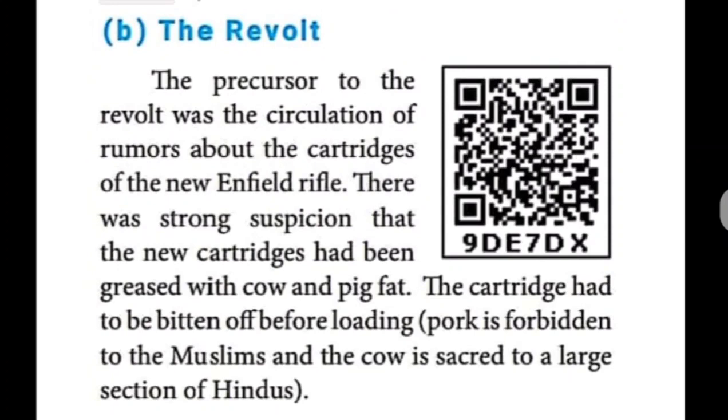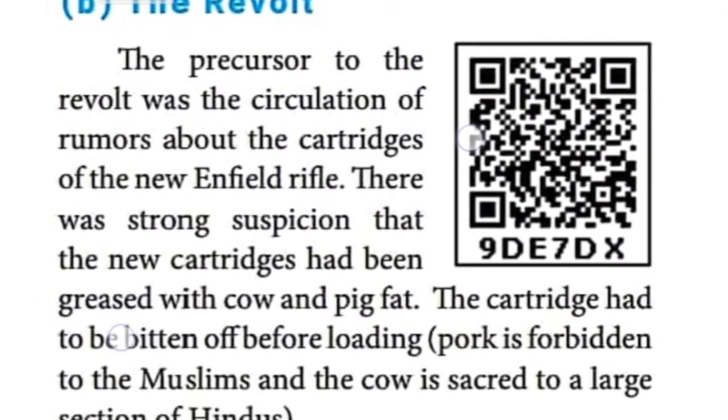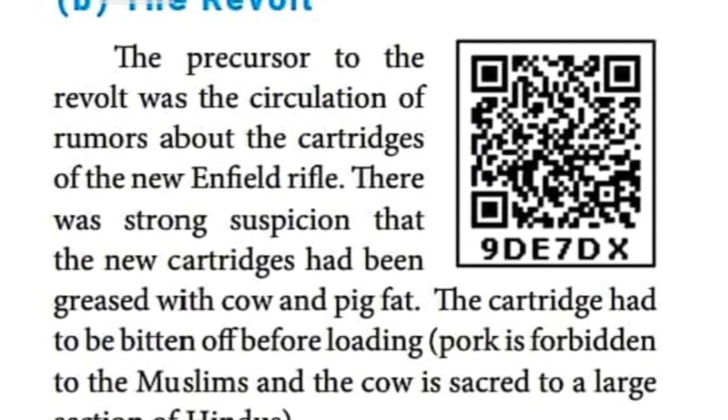Then under the heading of revolt, what things are given? In the B part, a precursor. What is the meaning? Forerunner, pioneer. The precursor to the revolt was the circulation of rumor. You might have learned in the lower classes, under the heading of immediate cause: what was the immediate cause of the revolt of 1857? They introduced the new Enfield rifles.